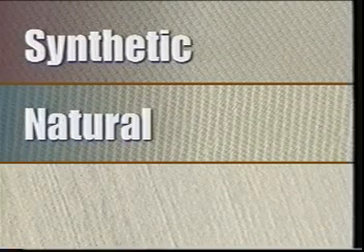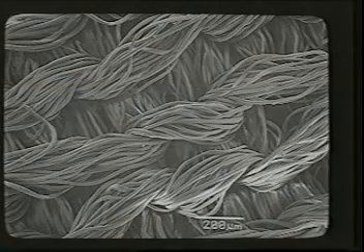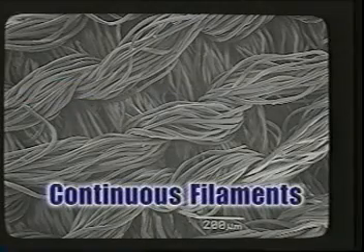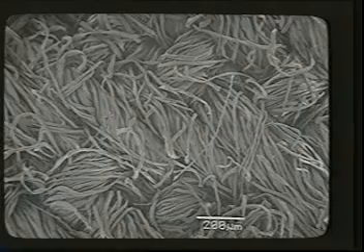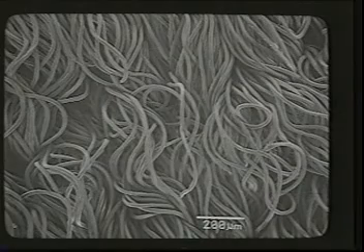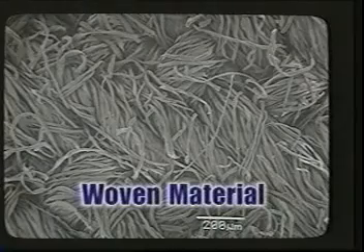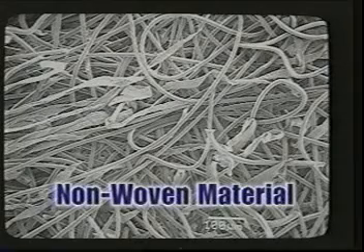So, as our final order of business, let's briefly take a much closer look at just what goes into a wiper. Wipers are composed of either synthetic material, natural material, or a blend of the two. While the fibers of most synthetic material are distinguished by their continuous filaments, natural fibers possess shorter, entwined, staple filaments. The fabric from which the wiper is made can be constructed from either knit, woven, or non-woven material.